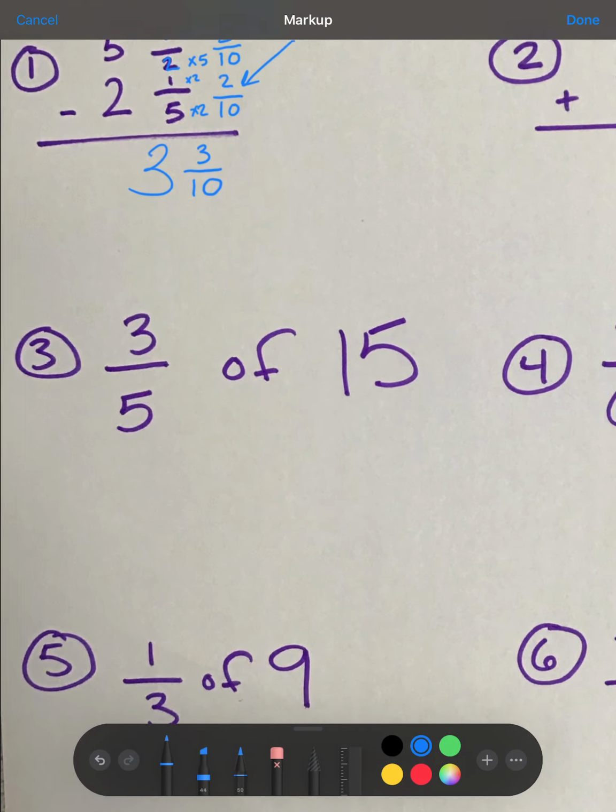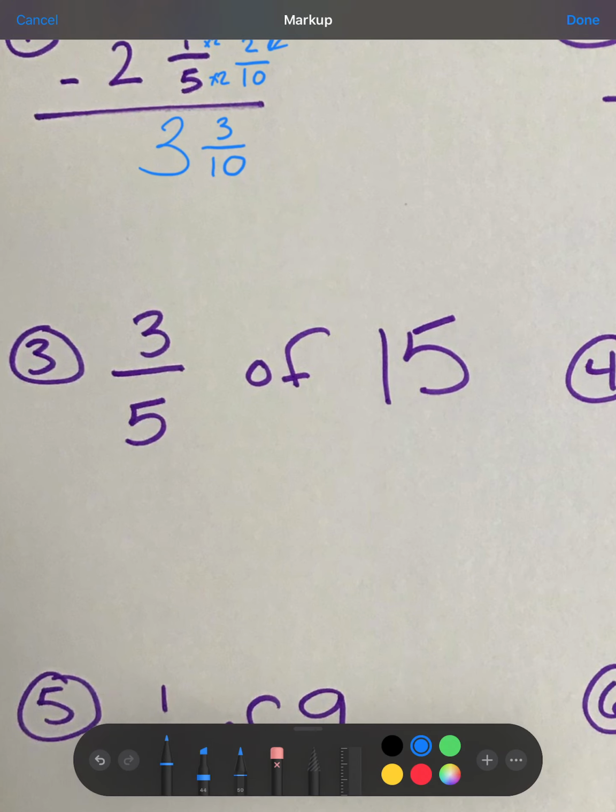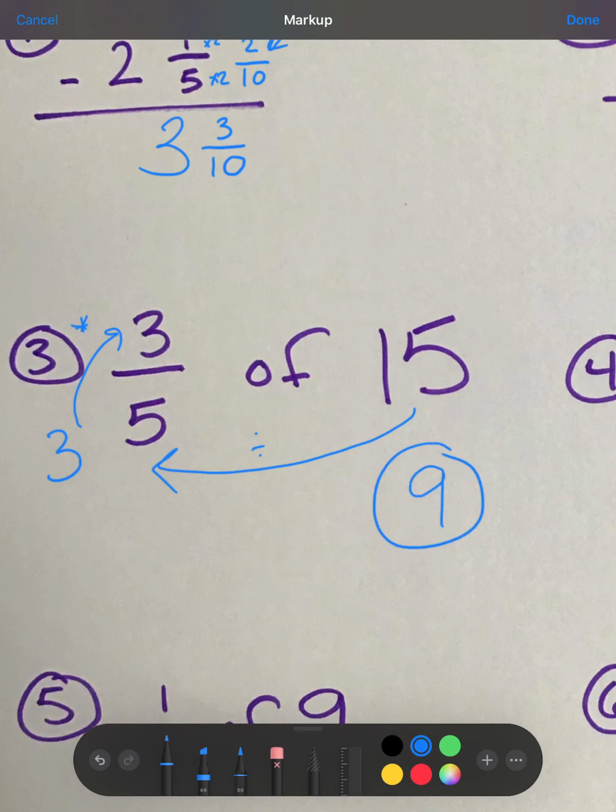All right, these are the problems that we did yesterday. So we're going to go through and do a couple more today. All right, so I have 3/5 of 15. Okay, so we talked about taking my 15 and dividing it by the denominator. 15 divided by 5 is going to give me 3. Now I'm going to take that 3 and multiply it by the numerator. 3 times 3 equals 9. And that is going to be my final answer.